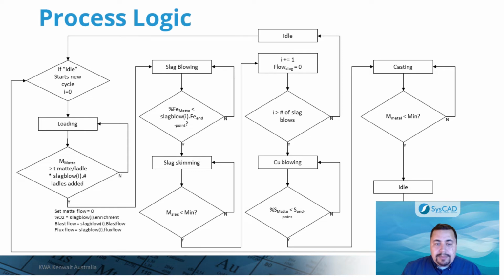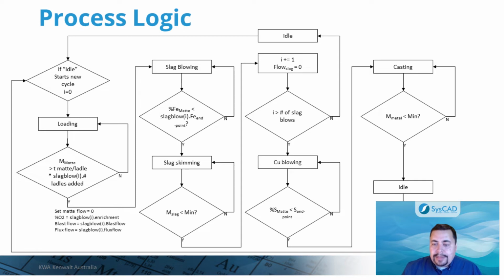During each slag blow, blast air and flux are added mainly to remove iron from the mat to the slag phase until a set iron endpoint is reached. This is followed by a slag skimming sequence until the amount of slag remaining in the vessel is less than the minimum target. If the number of slag blows is still less than the specified number of slag blows for these cycles, then the process of loading, slag blow, and skimming is repeated. Once all of the slag blows are completed, the copper blow starts.